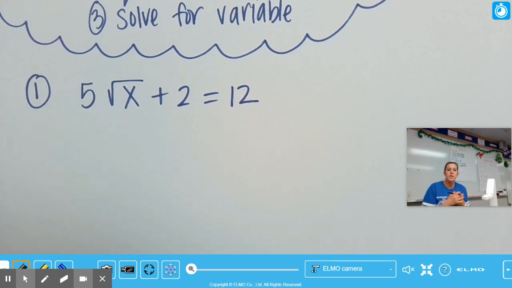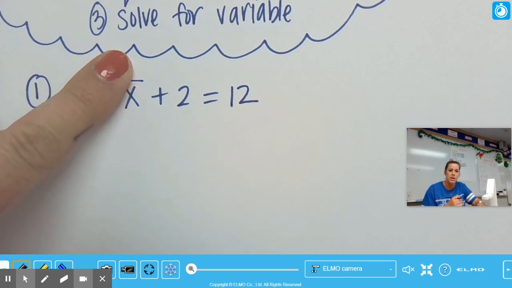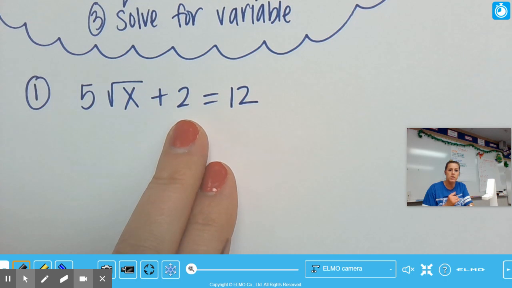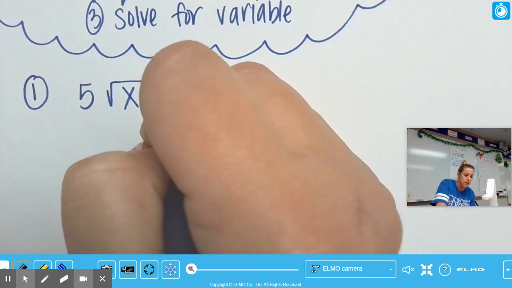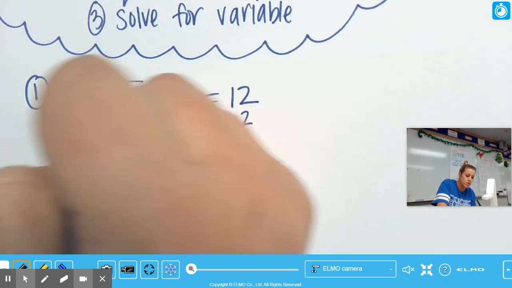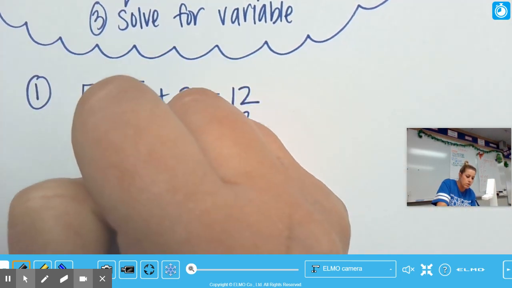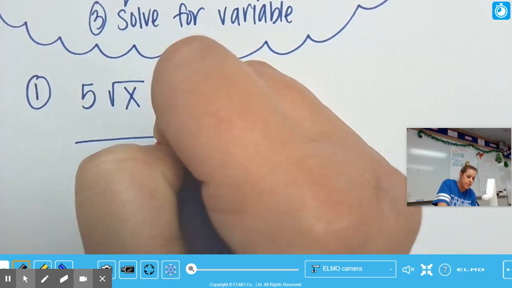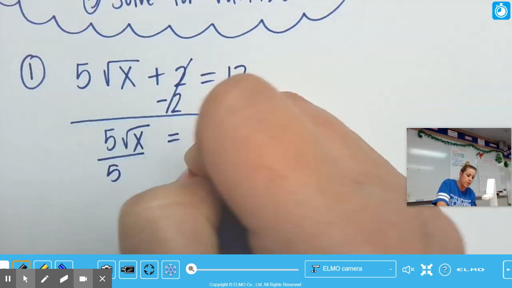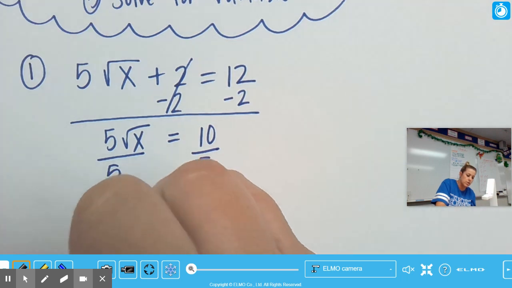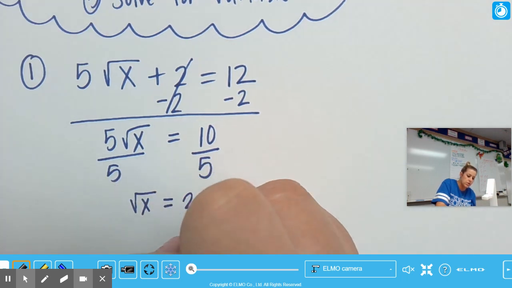Now, when you look at this, you think of it as, well, what if the radical wasn't there? How would I solve for x? If the radical wasn't there, I would subtract 2 from 12 and then divide by 5. So I'm going to do the same thing. Subtract 2. I get 10. I'm going to divide by 5. I'm going to get square root of x equals 2.